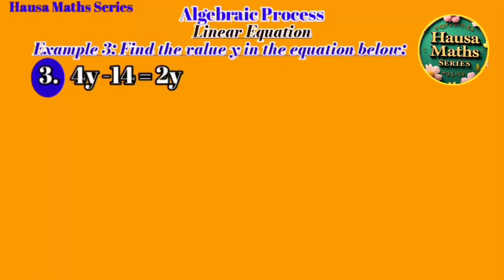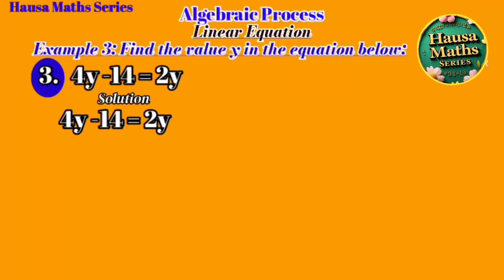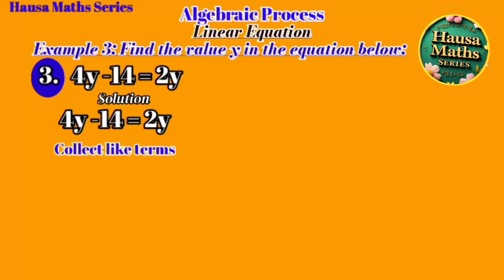Example 3. Find the value of y in the equation below. We have 4y minus 14 is equal to 2y. These two terms are alike, because 4y and 2y both have y, 4 times and 2 times. Therefore, take the solution. Now, 4y and 2y are the ones to be collected as like terms. 14 and 2y are not alike.